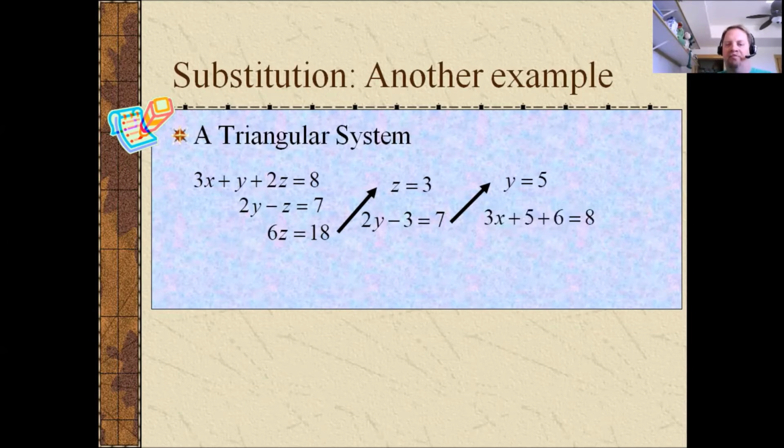Solve the equation 3x plus 5 plus 6 equals 8. The solution of this equation is that x is equal to -1. Now I have a complete solution for my system. When I write the solution, I'll write an ordered triple. That is, write the solutions in alphabetical order: -1 first, then 5, then 3.